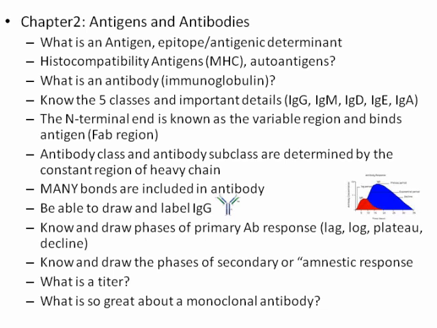All right, so next we'll move on to the actual antibody itself. I'm going to skip down a couple lines here. You can see I have down on the bottom a picture of an antibody. They look kind of like a Y, an immunoglobulin. You need to know that the N-terminal end is known as a variable region and binds to the antigen. So right here would be the Fab region that binds to the antigen. And then down at the bottom we have the Fc region over here.